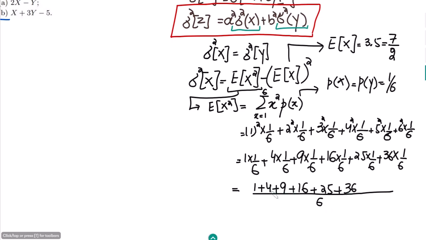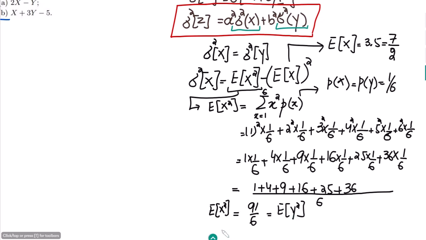1 plus 4 is 5, 5 plus 9 is 14, 14 plus 16 is 30. 30 plus 25 is 55, and 36. 55 plus 36 is 91. So 91 divided by 6, and this is basically E of X square, which is also the E of Y square as well.